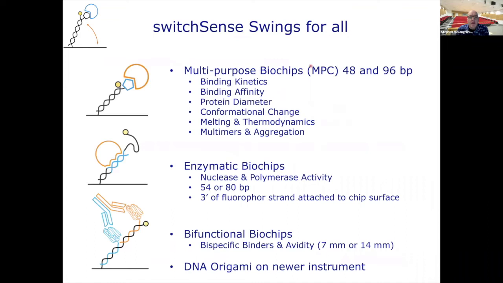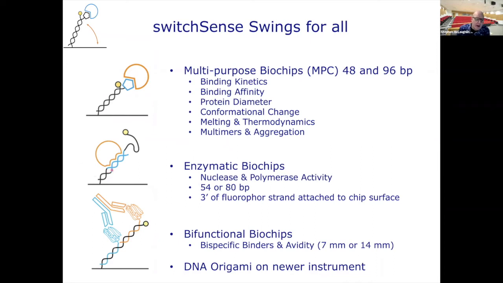So there are different types of chips in switchSENSE. We have, say, the multi-purpose one, which either comes with 48 or 96 base pairs. Using the 96, if you've got something that's quite large, you want that to be a bit further away from the surface, so you don't disrupt the switching. And with the multi-purpose chip, you can do a whole range of different types of experiments.